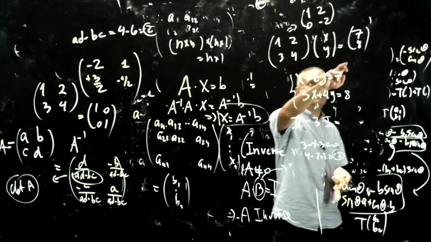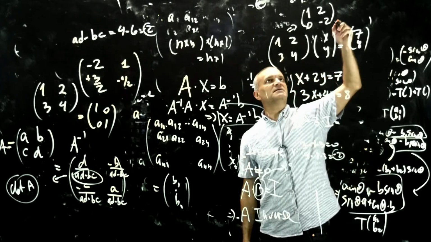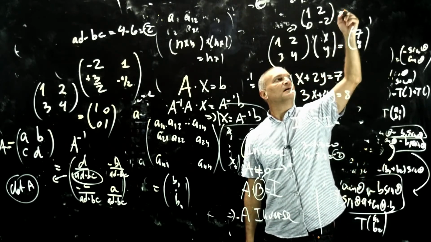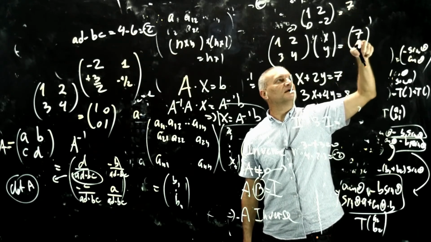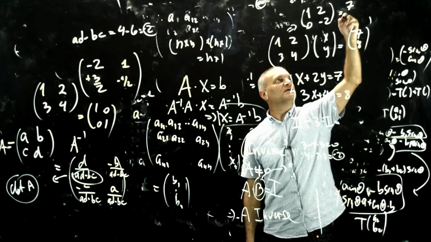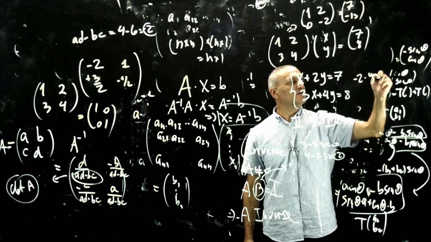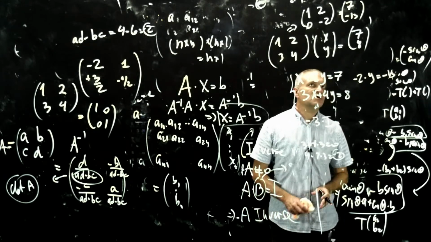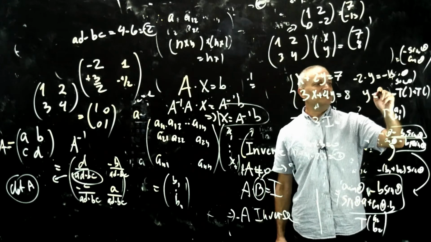And here what you are getting, 8 minus 7 times 3, it's 8 minus 21. Here you are getting 7, and here you're getting 8 minus 7 times 3, you're getting minus 13. So here you have minus 2 times y equals minus 13. Okay? So now y equals 6.5.